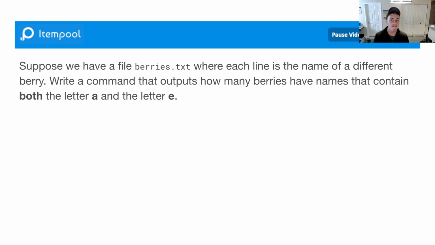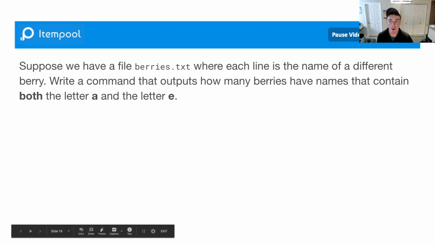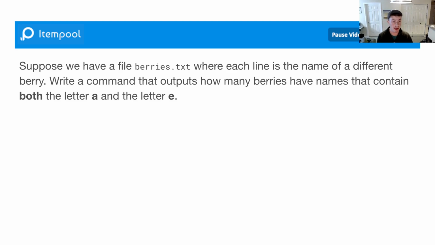Suppose I have a file called berries.txt, where each line is the name of a different berry. What I want you to do is write a command that outputs how many, the number, of the names that contain both the letter A and the letter E. And they don't have to be next to each other. It's not just AE, but all berries that have both an A and an E in them. So I'm gonna go ahead and pause for a second and let you try this on your own.